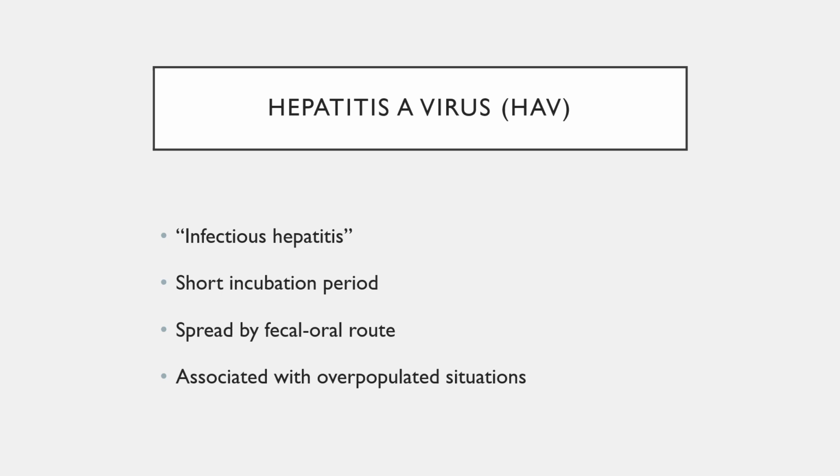In the United States, there's about 125,000 to 200,000 infections a year, although in the U.S. that rate is decreasing. This leads to about 100 deaths per year. This type of hepatitis typically isn't fatal.